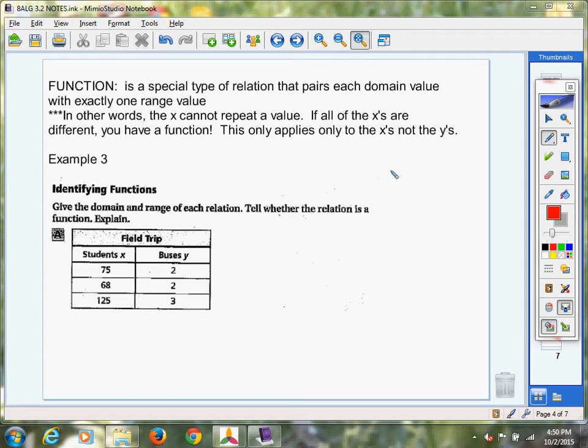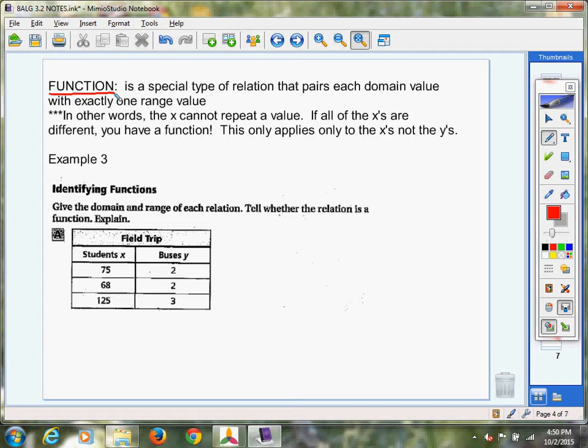So let's review just a second. We know that a relation is any set of ordered pairs. All right, now a function, that's what we're talking about today. A function is a special kind of relation. So yeah, we're still working with ordered pairs, but the way your book reads it, it says each domain value pairs exactly with one range value.